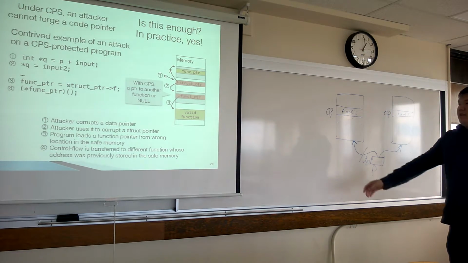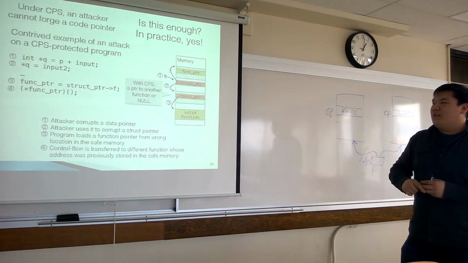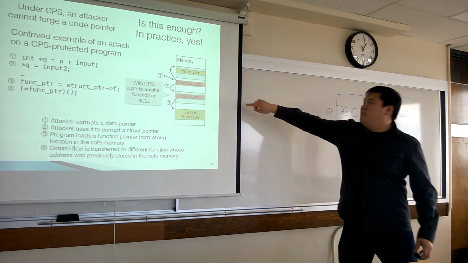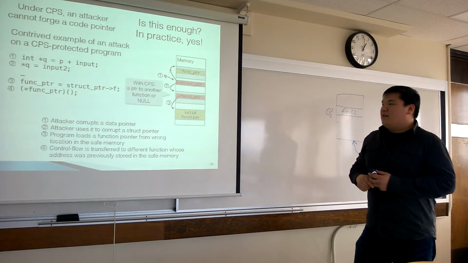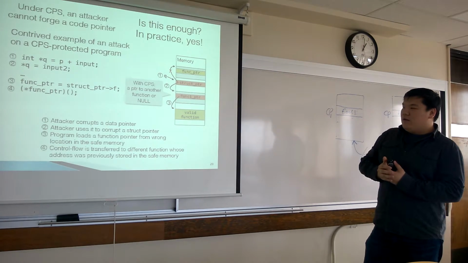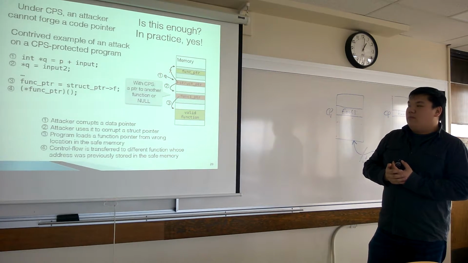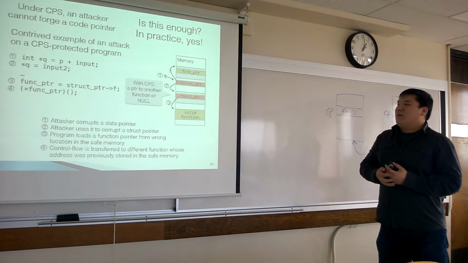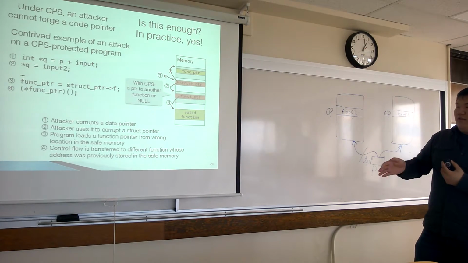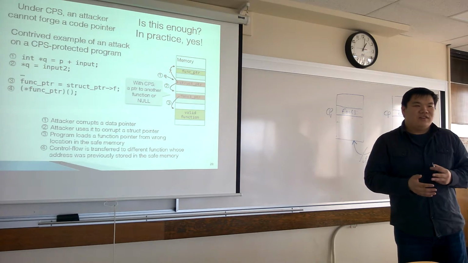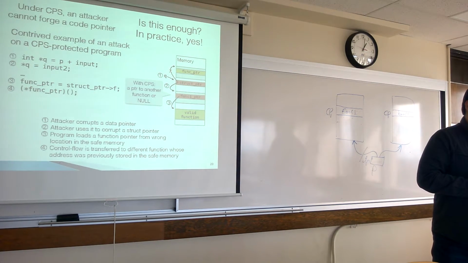Okay. So basically, the step-by-step is that the attacker would corrupt a data pointer at some point, say this one here, and then use it to corrupt the structure pointer in this area, and then the program would load a function pointer from the wrong location in the safe memory. So instead of picking the valid function, it would pick something else. Then the control flow is transferred to a different function whose address was previously stored in the safe memory. So it just does something other than what was actually intended.